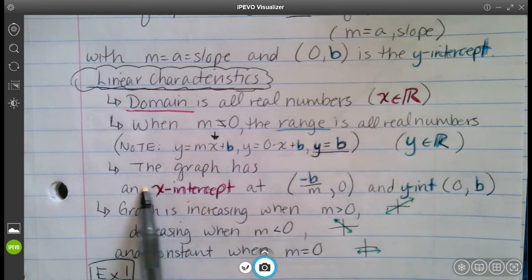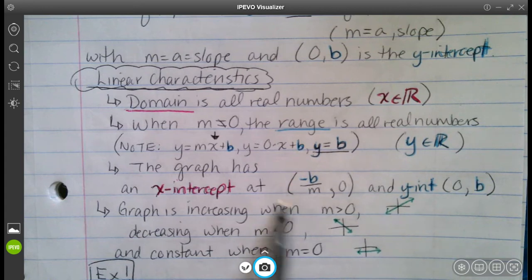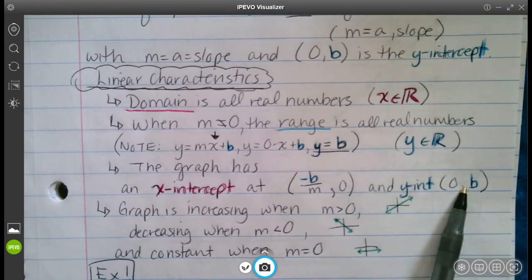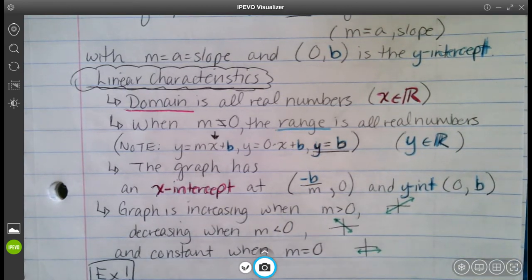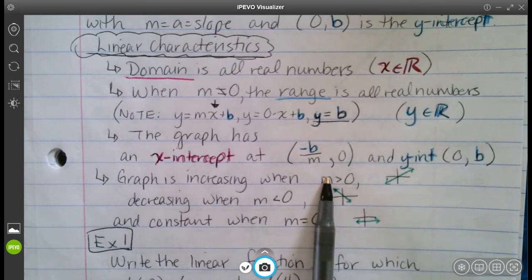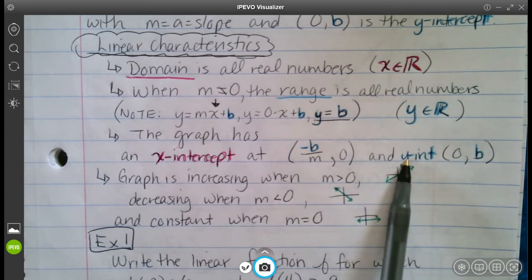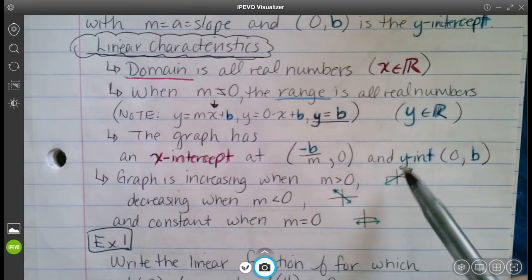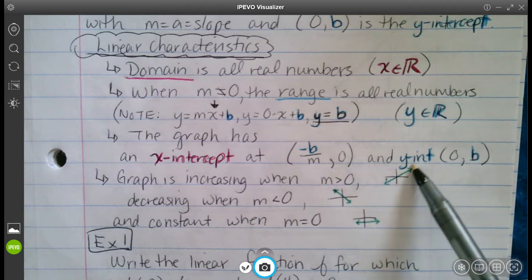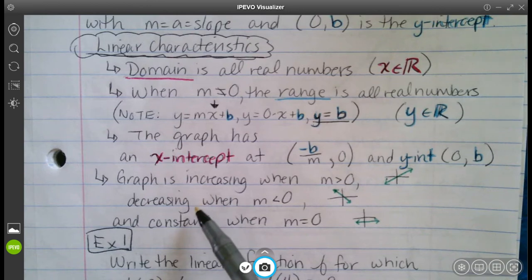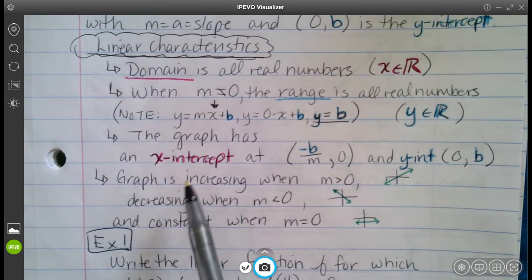The graph has an x-intercept at this value here. So this is a quick way to get that x-intercept. Just plug it into this formula, and a y-intercept at 0, b. More properties: the graph is increasing when m is positive. In other words, if your slope is positive, then the graph is going up, just like you see here. Remember that we go from left to right, so you can see here the little green line going up. And this is just reference, guys. This we've already covered, but it's just review because we do have to talk about all the characteristics.